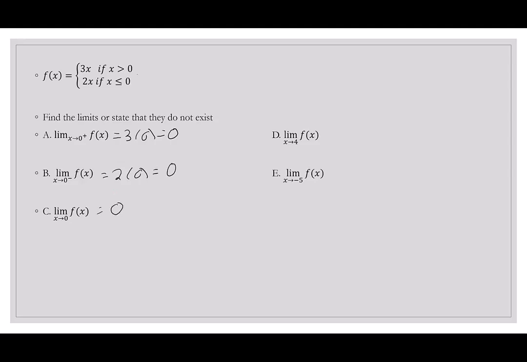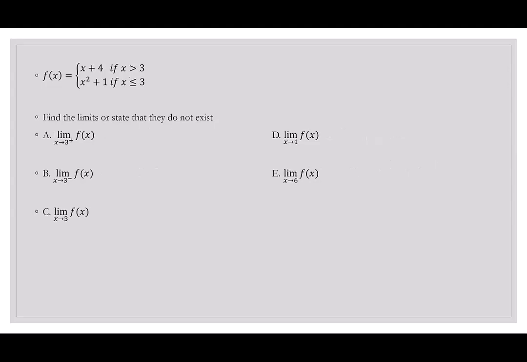Other numbers where there's not a split in the function, we just plug the number in. So the limit when x goes to 4, I look at 4 is greater than 0. So I do 3 times 4 is 12. Negative 5 is less than 0, which says you do 2 times negative 5, which is negative 10. So numbers that are not on this boundary where the function is changing, I plug them in like normal. But the numbers where the function does have different definitions, we have to look at the right side and the left side to figure out the limit overall.